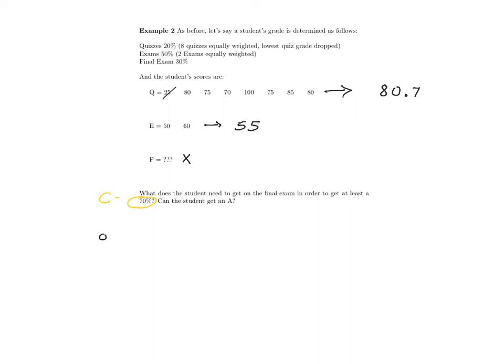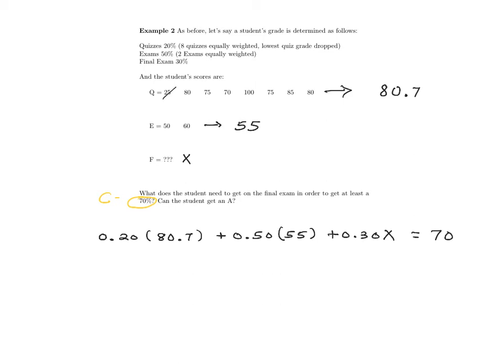Okay, we have 0.2 multiplied to 80.7, 20% of their quiz average. Okay, then it's going to be 50% of their exam average, which was a 55. But now we're taking 30% of something that has not yet been determined. And we know what we want the grade to be. We want the overall grade to be a 70.